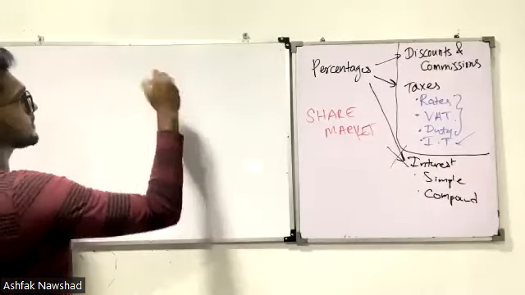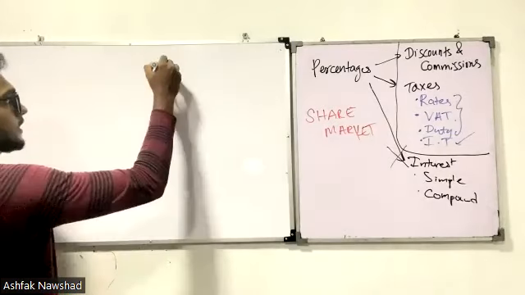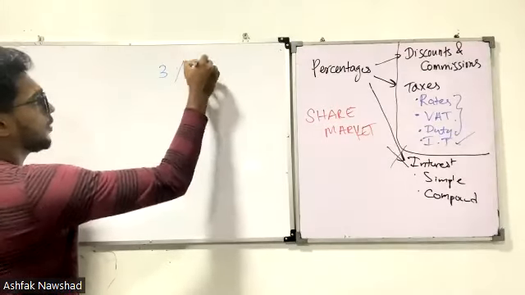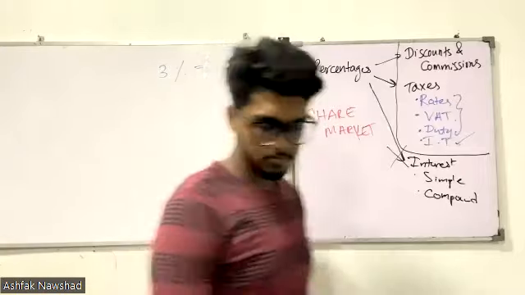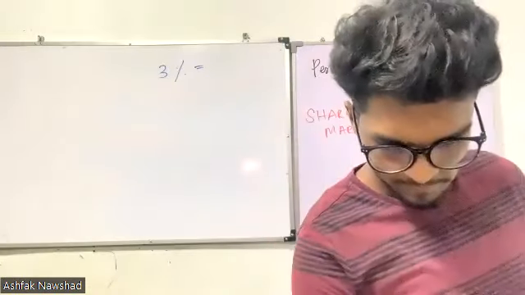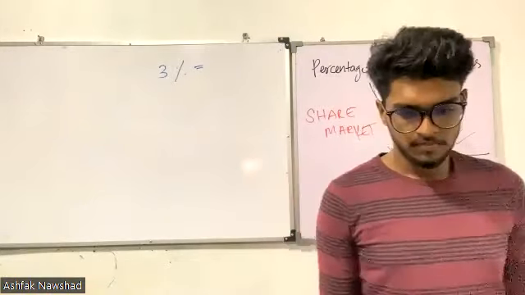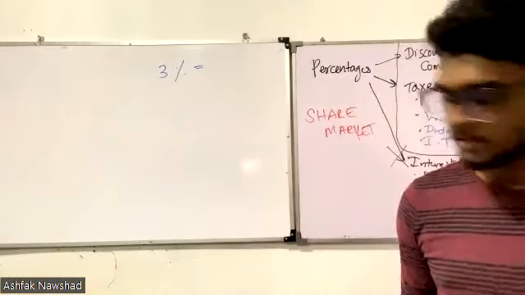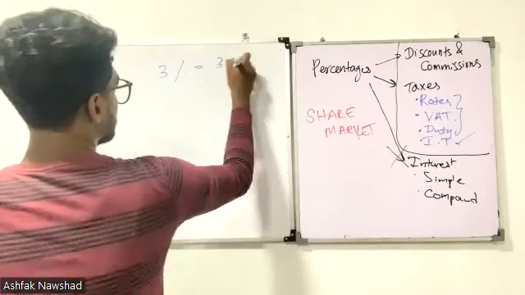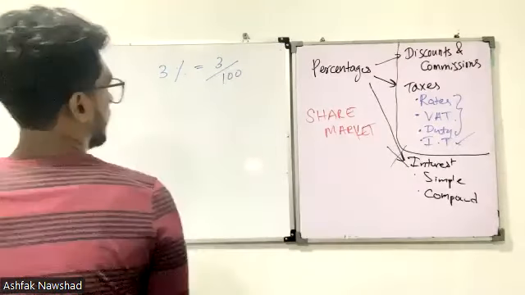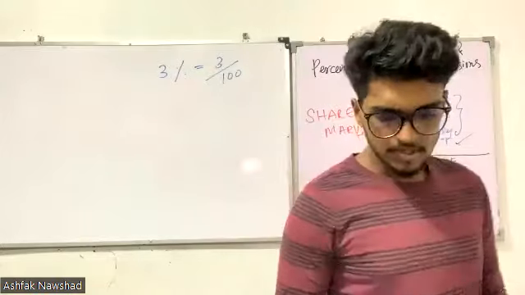Actually, we can represent percentages mathematically. For example, if it's 3%, how can we write it mathematically? Give me an answer. How to write 3% mathematically? Exactly. That's 3 out of how much? 3 out of 100. Right?